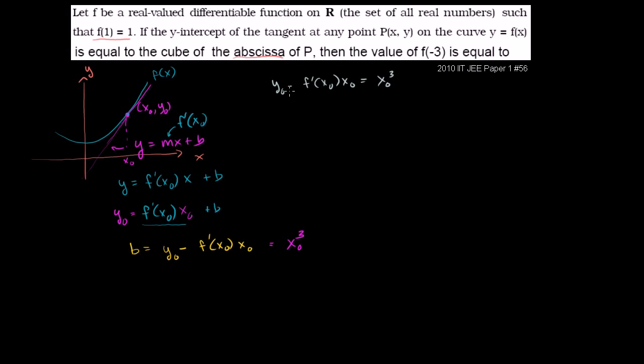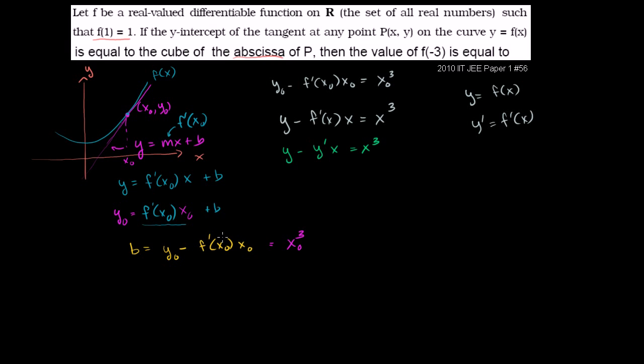So we could say for any point on the curve, we get y minus f prime of x times x is equal to x to the third. And we know that y is equal to f of x. Or another way of thinking about it is that y prime is equal to f prime of x. So we could write this, and what we're getting here is a little bit of a differential equation. We get y minus y prime times x is equal to x to the third.